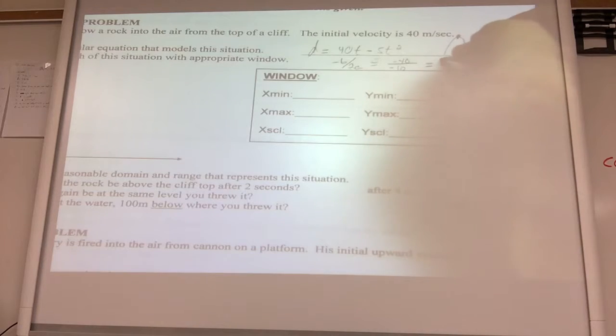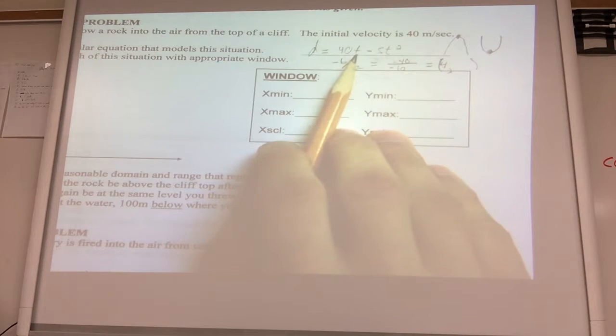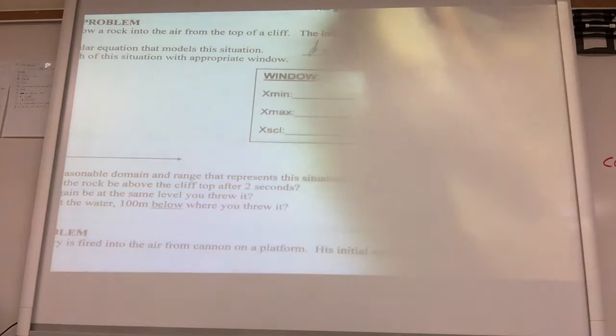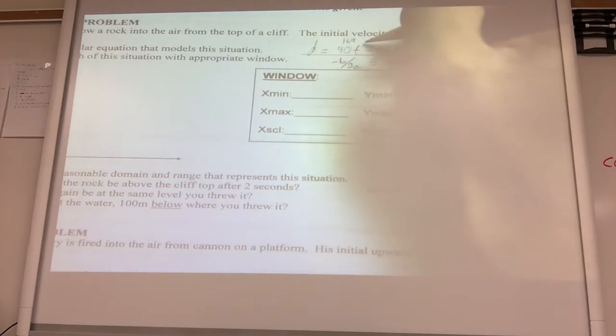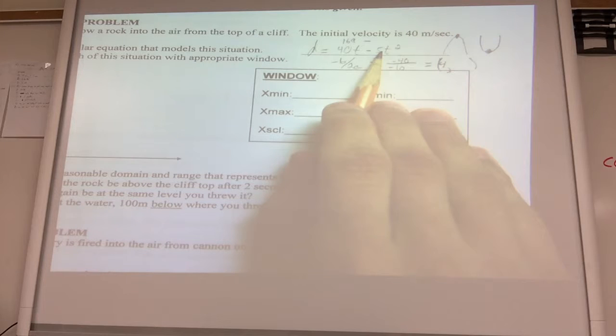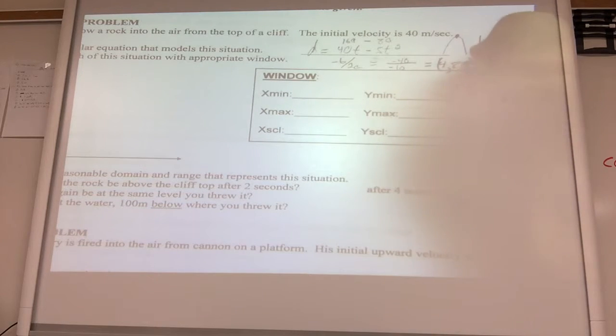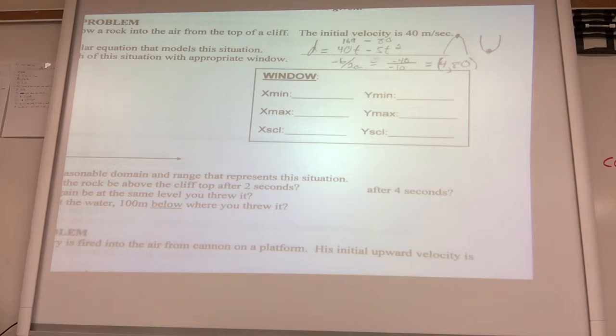Now I'm going to find the y value that goes along with that vertex. So positive 4, comma what? In 4 seconds, how high is this thing? I'm going to plug 4 back into this equation. So 4 times 40, I know that's 160, then minus 5 times 4 squared. 4 squared is 16. 16 times 5 is 80. So minus 80. So it's a height of 80 feet. Okay, so now with that, I can pretty well shape my window.